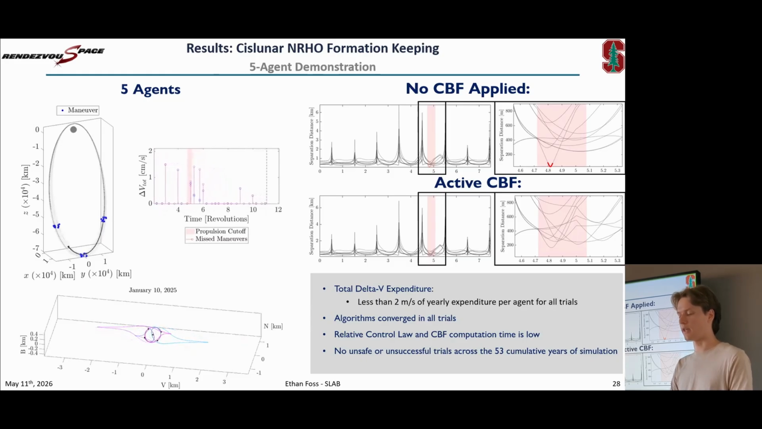And lastly, I'll just note that the total delta V expenditure for this scheme is very modest. It's around 2 meters per second of yearly expenditure, which is consistent with what we see for absolute station keeping. The algorithms are very robust. They converge in all trials. The computational cost of these algorithms is very low. And we didn't encounter any unsafe or unsuccessful trials over the 53 cumulative years of simulation.